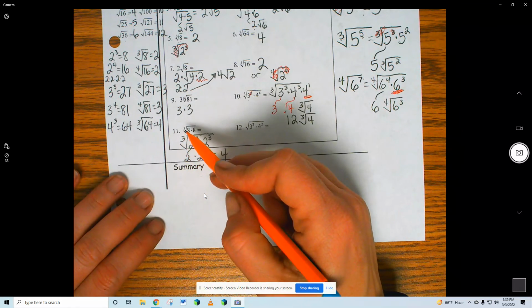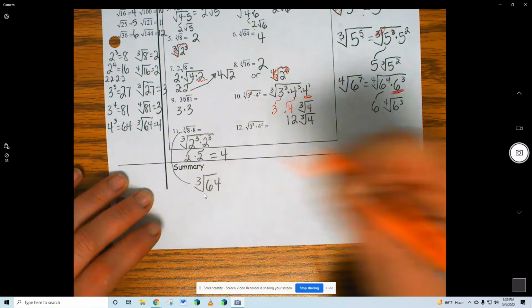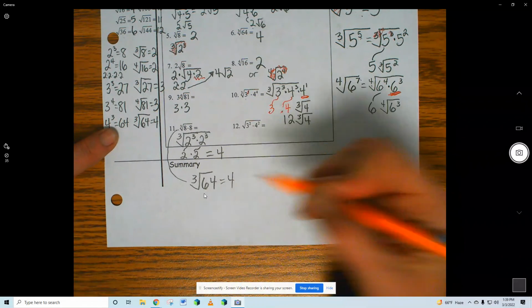Here's another way of doing it. What if I really want to do 8 times 8? Fine. What's the cubed root of 64? It's right over here. It's still 4. It's the same answer.